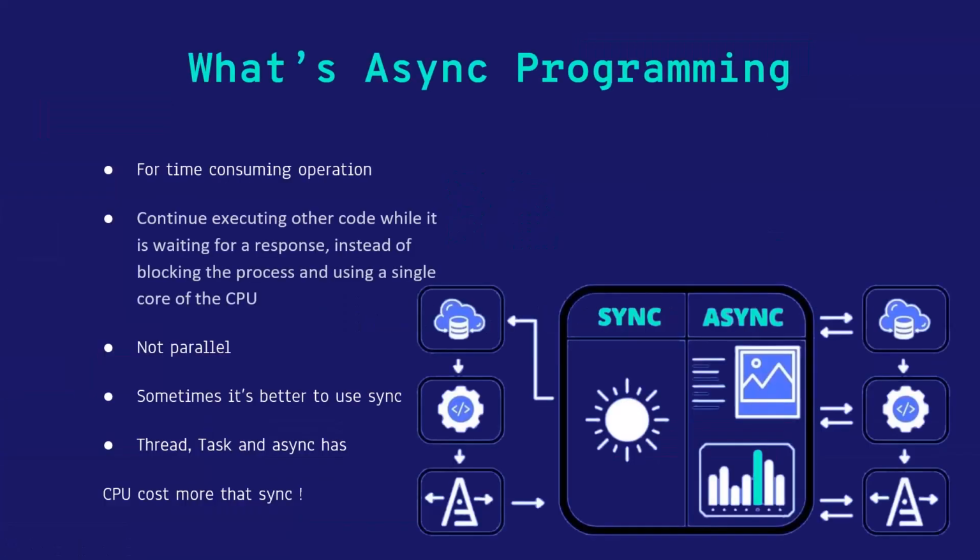Async programming is when you have a time-consuming operation. For example, you have an operation that goes to a database and extracts some information from it, and you have another operation which calls an API and extracts some information from there. If you want to use these two together, you'll lose a lot of time and you're not using your resources' potential. So the thing that you can do is continue executing other code while it's waiting for a response. Instead of blocking the whole process and using a single core of the CPU, you can use async. If you didn't understand, just follow the rest of the video and you will understand.